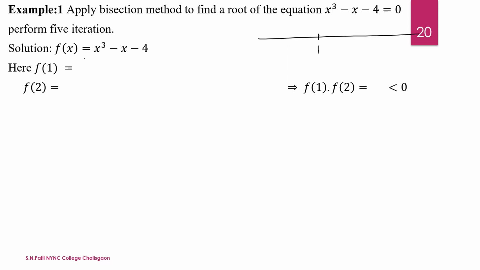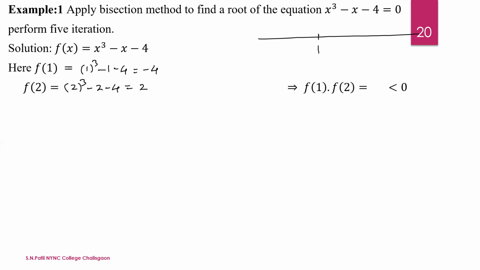Now we put x equal to 1 in the polynomial. Here we use the intermediate value theorem, and for that we use the trial method. First put x equal to 1, that is 1 cube minus 1 minus 4, so we get the value minus 4. We put x equal to 2: 2 cube minus 2 minus 4, that is minus 6 plus 8, that is 2.